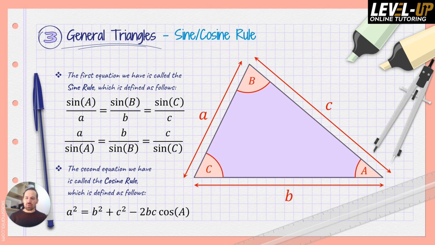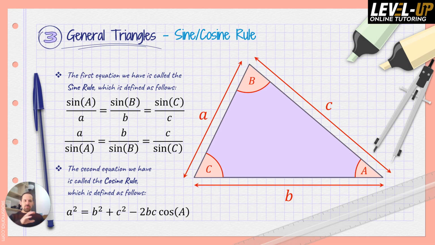Second rule we have is the cosine rule, which is this one. So it's a little bit more complicated. And you see it starts off looking a bit like Pythagoras' theorem. We've got a squared equals b squared plus c squared. So remember, c is not the hypotenuse here. We're not talking about a right angle triangle. a, b, and c are just general sides. But then you get this extra term of minus 2bc cos A.